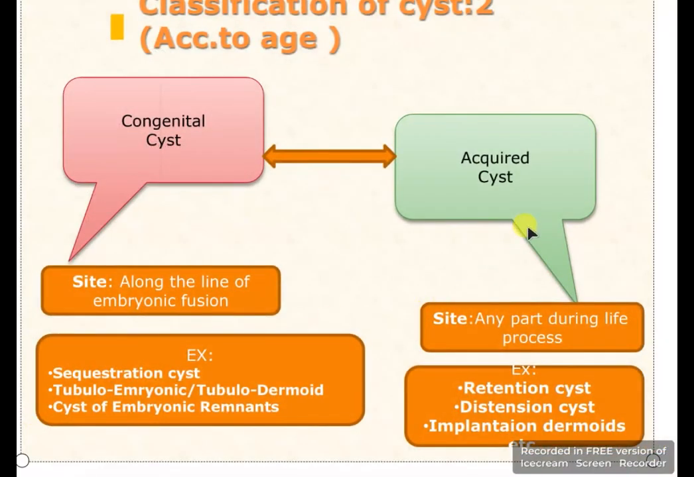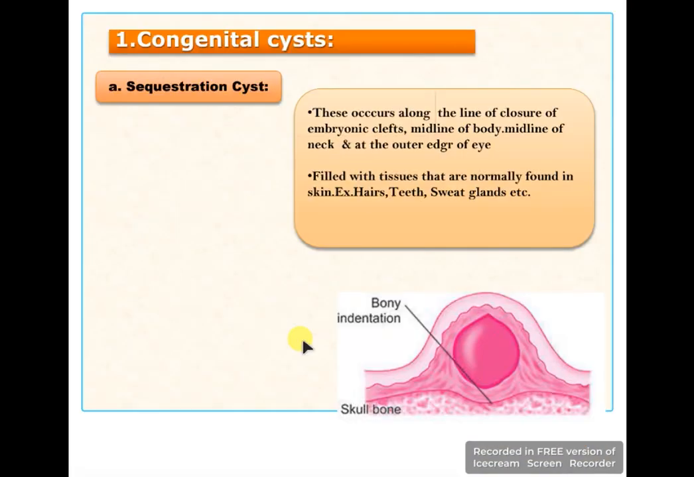The other type of cyst is the acquired cyst. These are the cysts that develop during the life processes at any part. Also, they can occur at any site. For example, retention cyst, distension cyst, implantation dermoids, etc. We'll see later in detail. Here, take a look at congenital cyst.